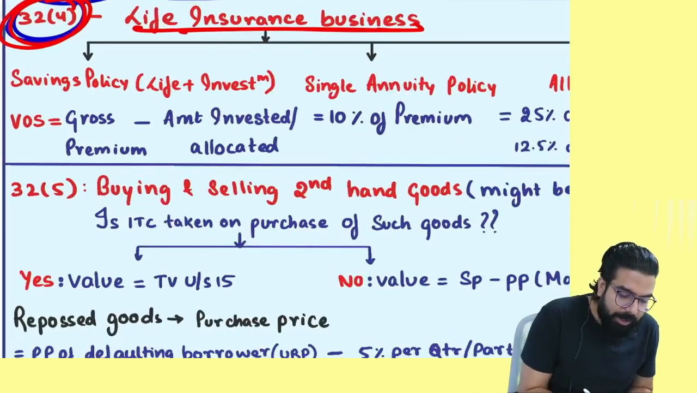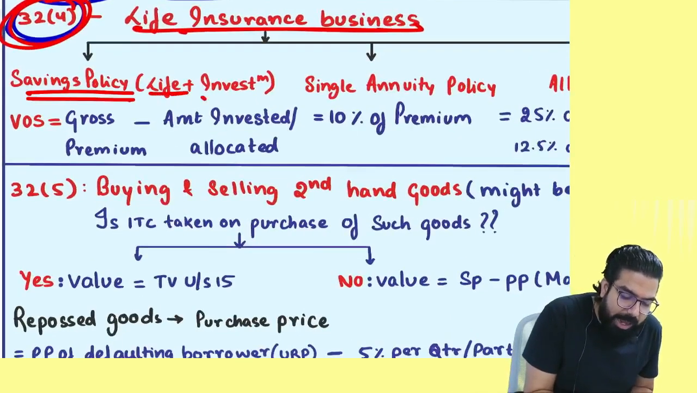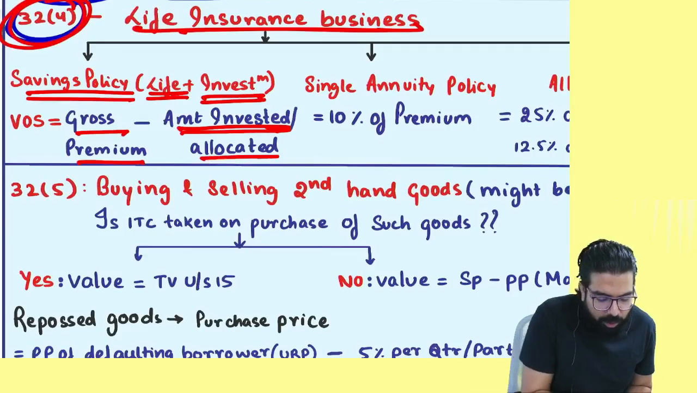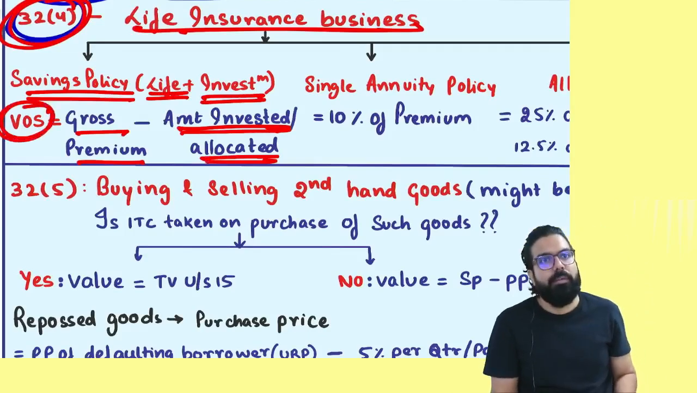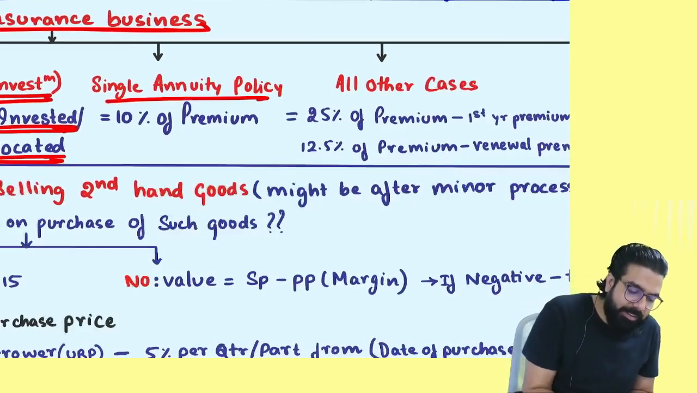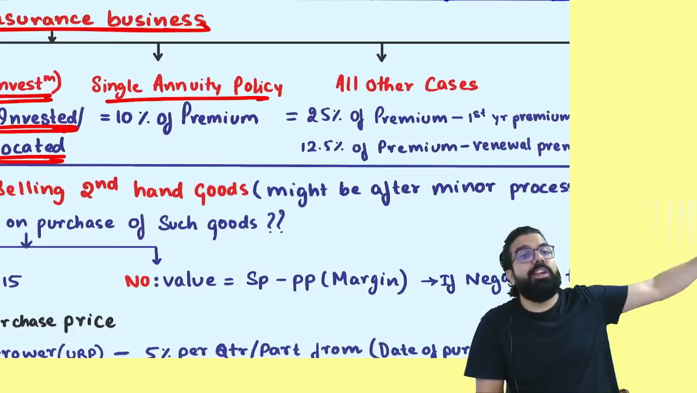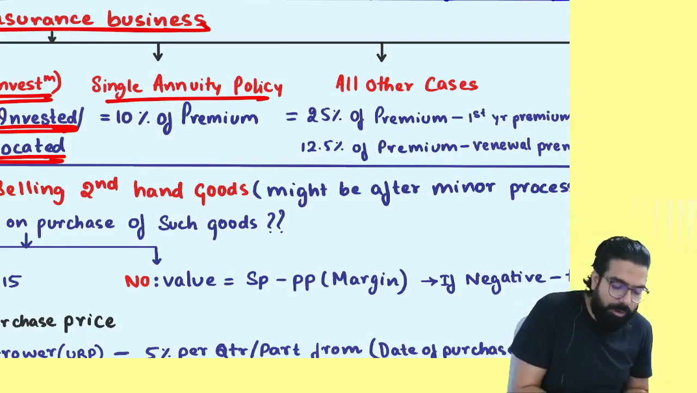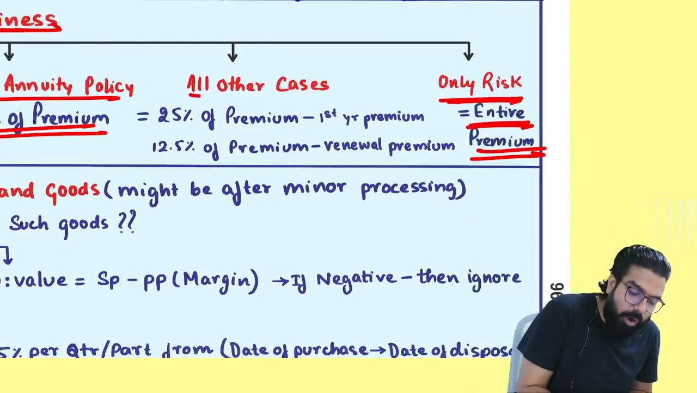Remember, if it's a savings policy, life plus investment policy, whatever amount they collected from you minus the amount invested or allocated will become the value of supply. Sir, if it's a single annuity policy, whatever premium you paid, only 10% will be my value of supply.